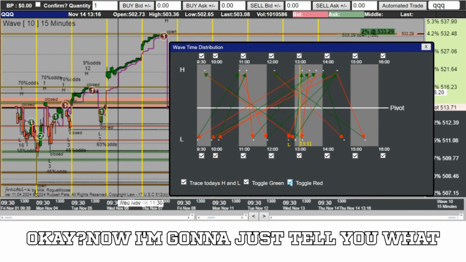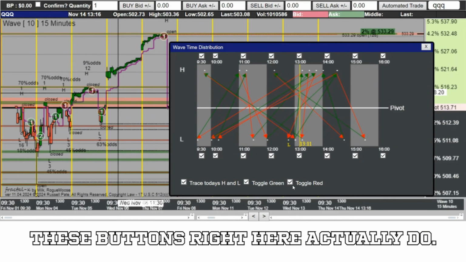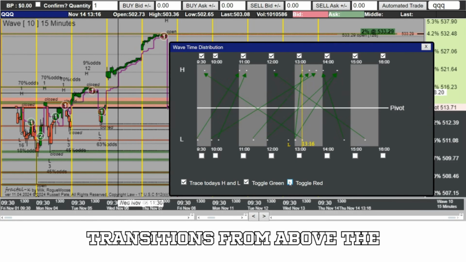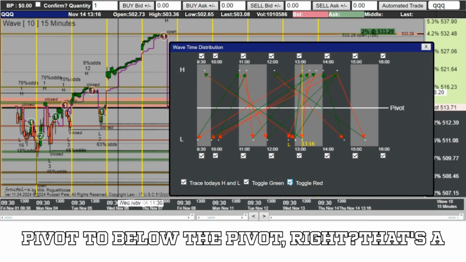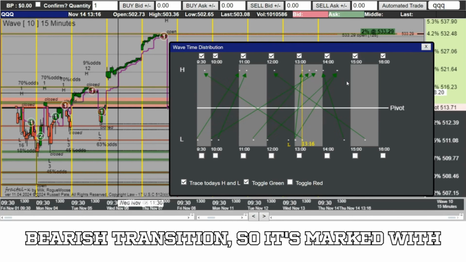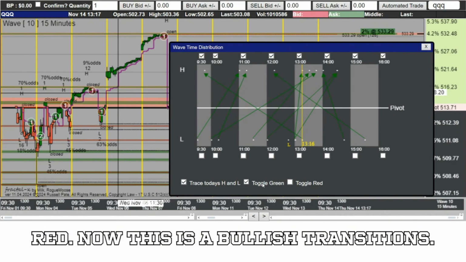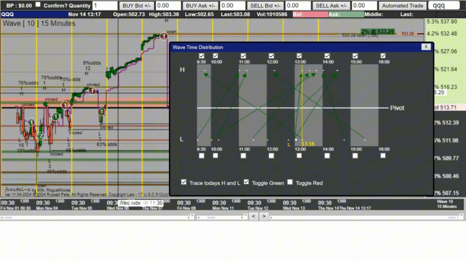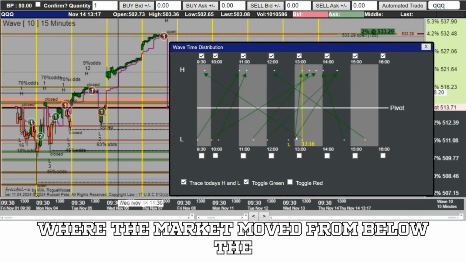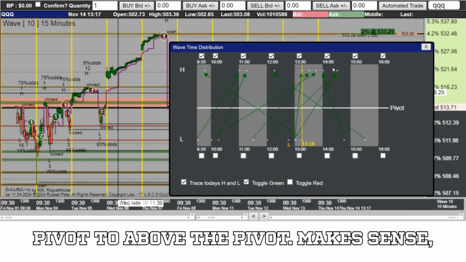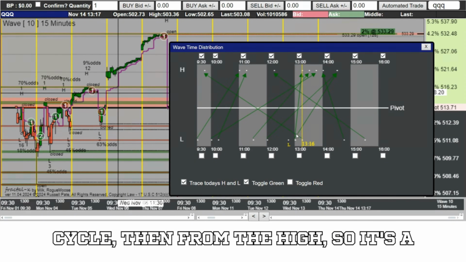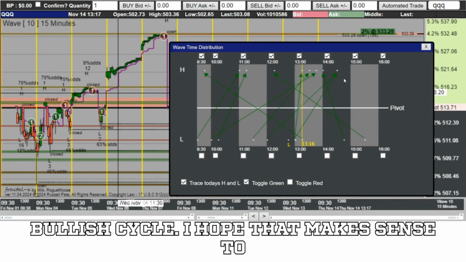Okay, now I'm going to tell you what these buttons right here actually do. Toggle red basically removes all the transitions from above the pivot to below the pivot, right? That's a bearish transition, so it's marked with red. Now these are bullish transitions, where the market moved from below the pivot to above the pivot. Makes sense? The market first from a low of the cycle, then from the high. So it's a bullish cycle. I hope that makes sense to you.